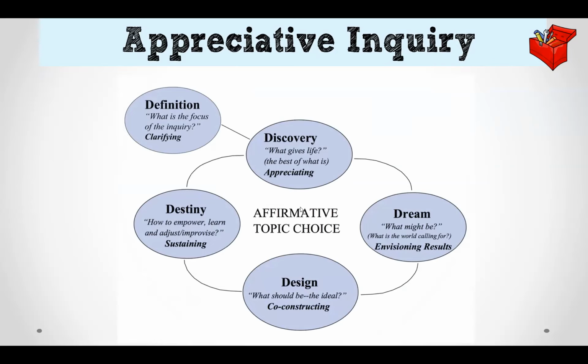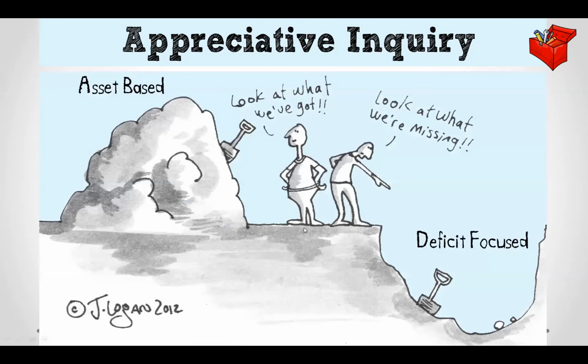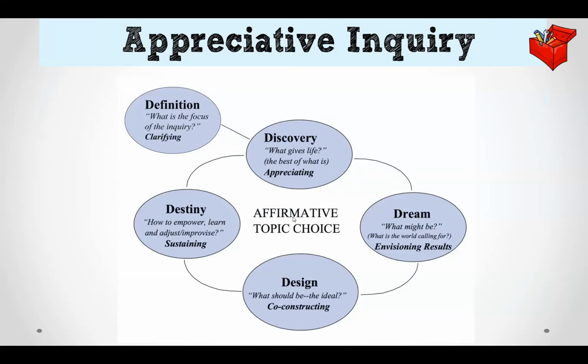At the center, you see something called affirmative topic choice. Meaning you use this asset based or positive perspective to say, what is our organization good at? What are we doing really well? What has worked for us? What has made us successful? What are the positives? What has been driving our success so far? That is at the core of it. So you begin with the first D, definition, which is, what is it that we are trying to understand? What is the focus of inquiry? We need to clarify that. We'll look at an example as we go along.